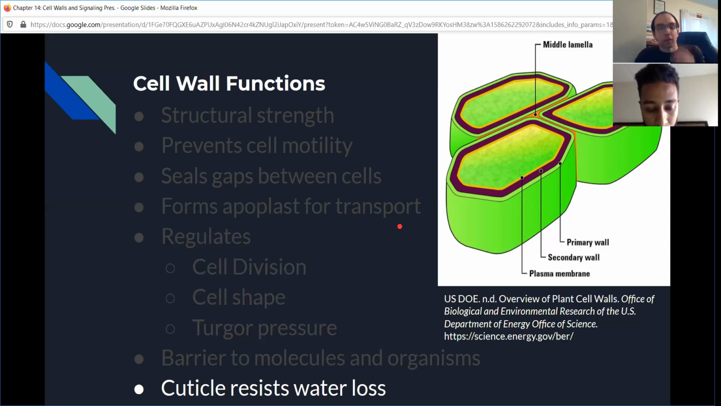The last function we'll talk about is the cuticle again, which is that lignified layer of the secondary cell wall that helps to resist water loss and helps to resist water coming in from the outside. If you touch a plant leaf, for example, you can very gently remove a cuticle and you'll see that it's a waxy layer that's hydrophobic.